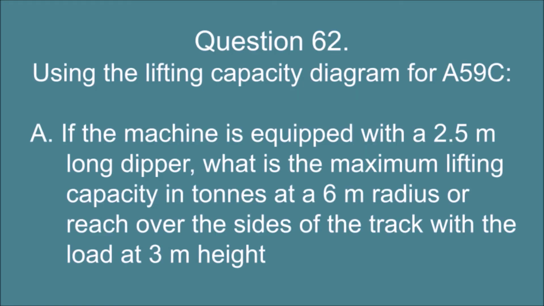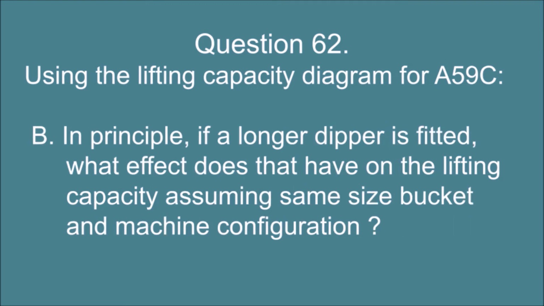Question 62. Using the lifting capacity diagram for A59C. A. If the machine is equipped with a 2.5 meter long dipper, what is the maximum lifting capacity in tons at a 6 meter radius or reach over the sides of the track with the load at 3 meter height? B. In principle, if a longer dipper is fitted, what effect does that have on the lifting capacity, assuming same size bucket and machine configuration?